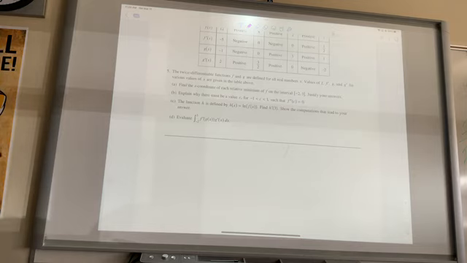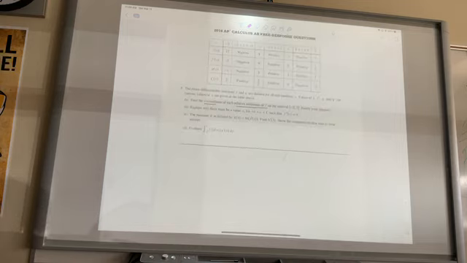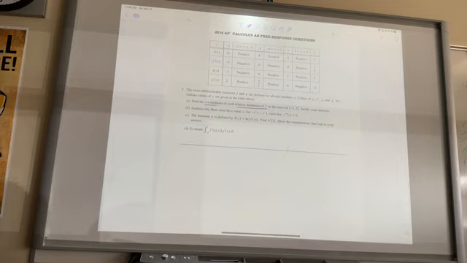Twice differentiable function, defined for all real numbers, and so on. X coordinate of each relative max of F. Wait, is this like the graphy kind of stuff? Yeah, kind of. Now guys, real quick. How do you find where there is a max or a min? How do you find where there's a relative extrema?